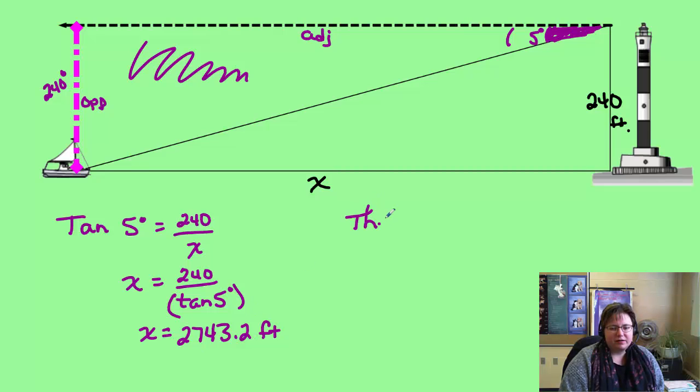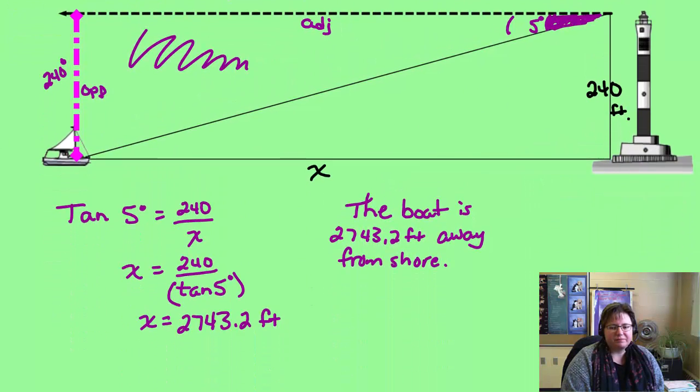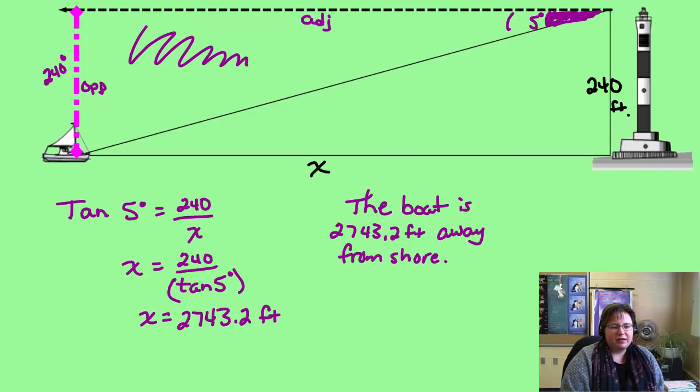So the boat is 2743.2 feet away from shore. And you do need to put a sentence answer there because you started off the question with a context. Okay.